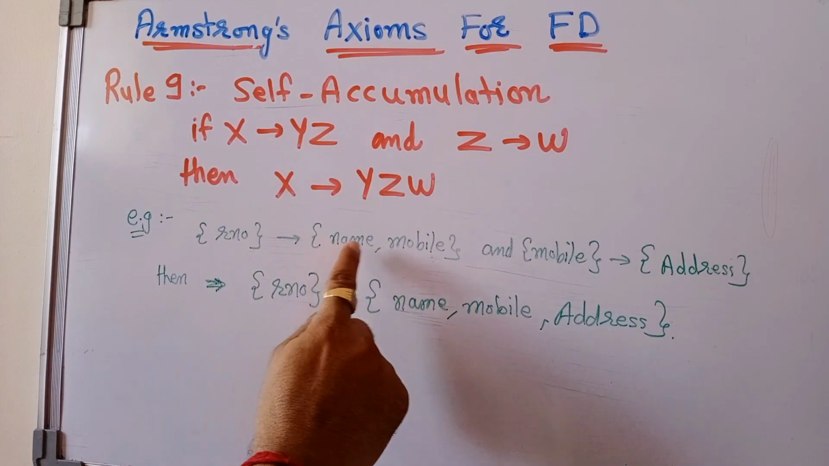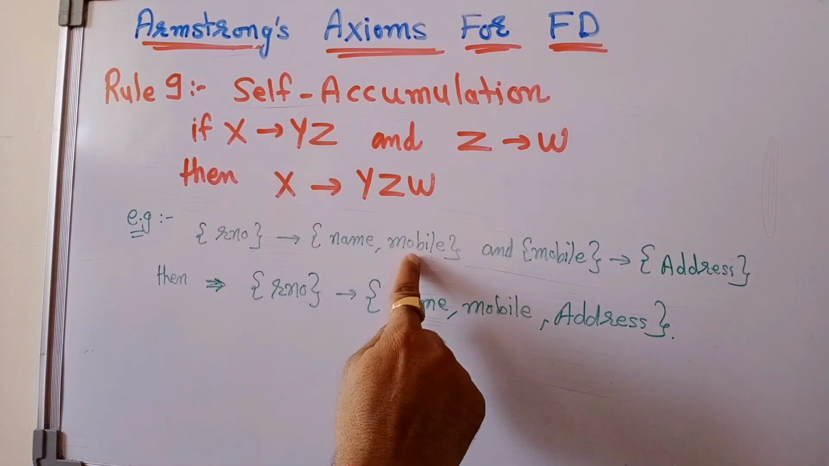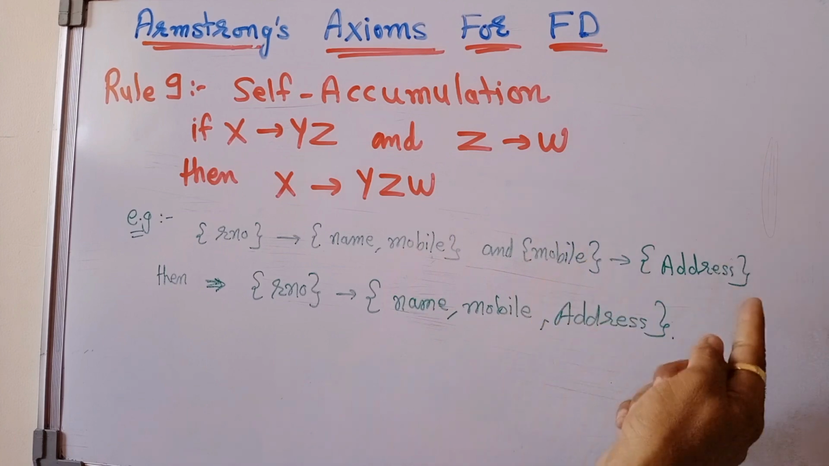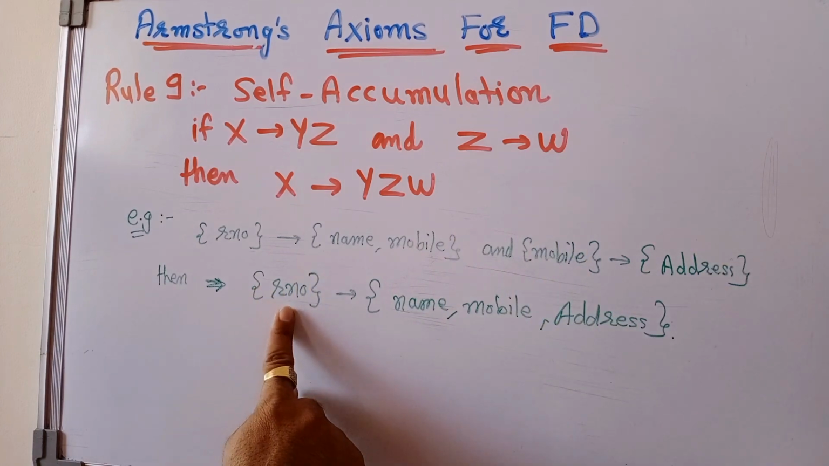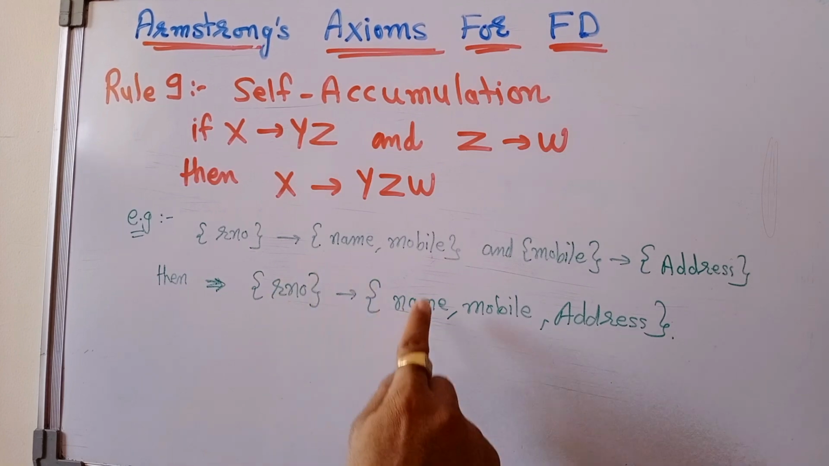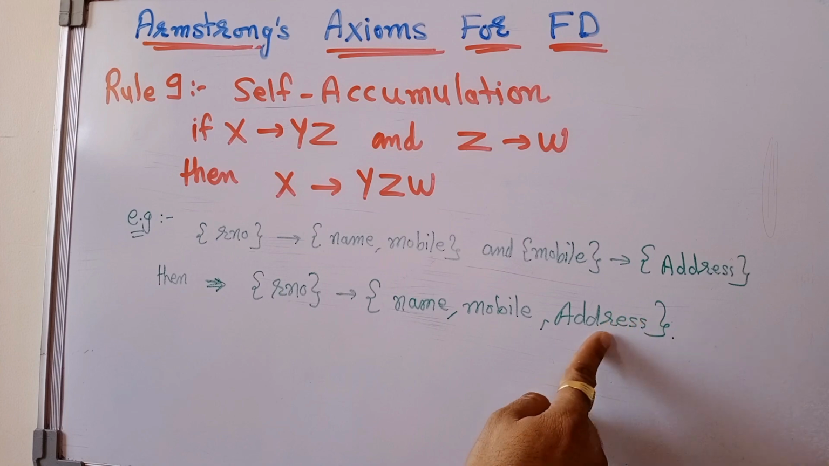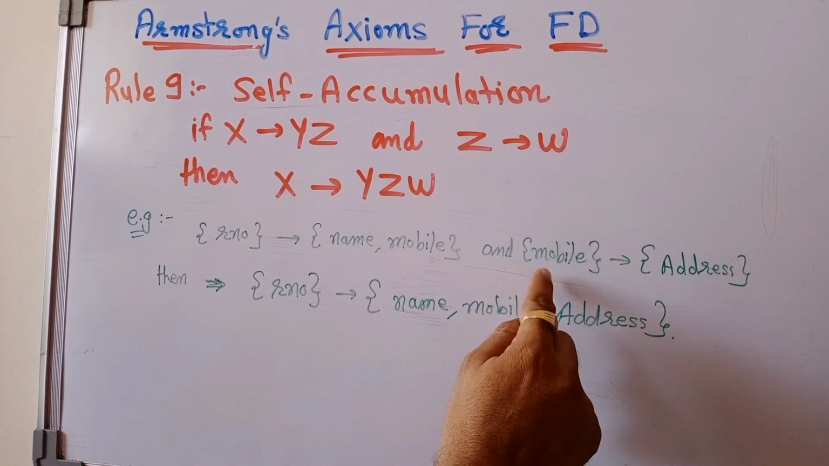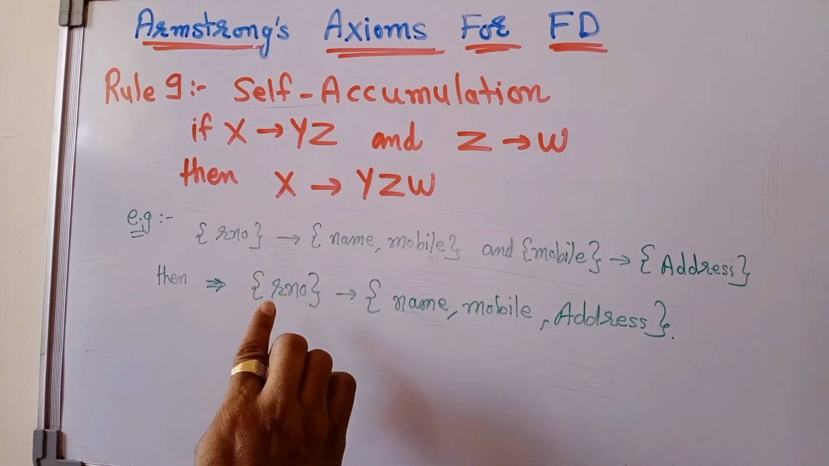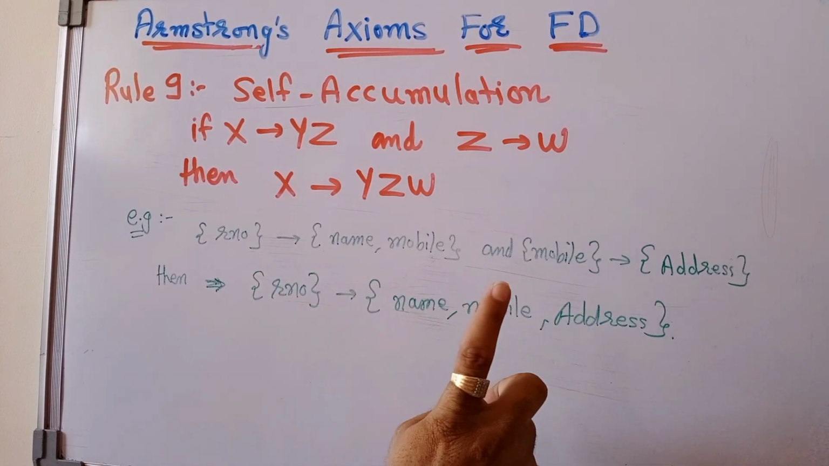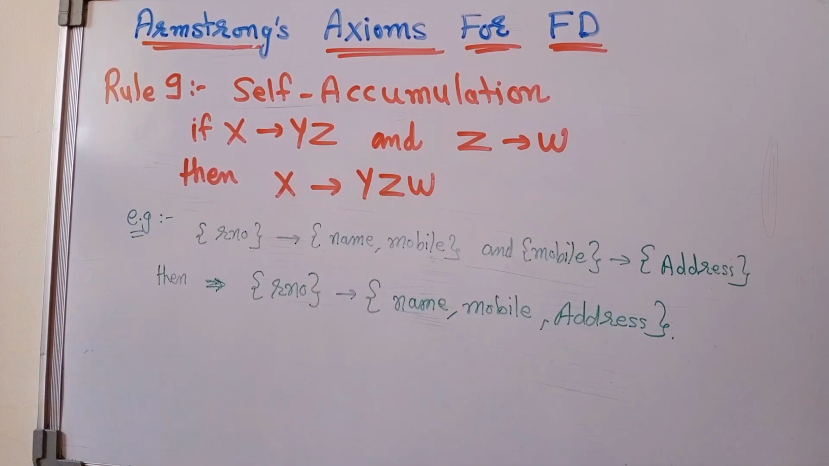Roll number can give me name and mobile number, and there is a dependency from mobile number to address. Then we can say that roll number can define name, mobile number as well as address, because address is derived from mobile number. So altogether mobile number can give me address. So I can say that roll number to name and mobile number to address. It means roll number to name, mobile number and address.